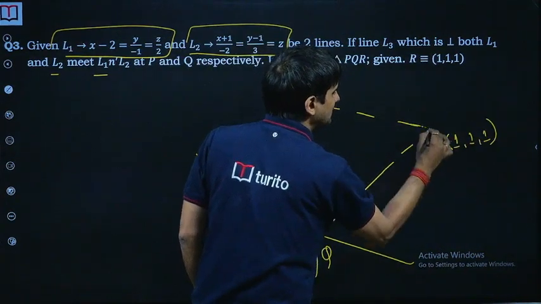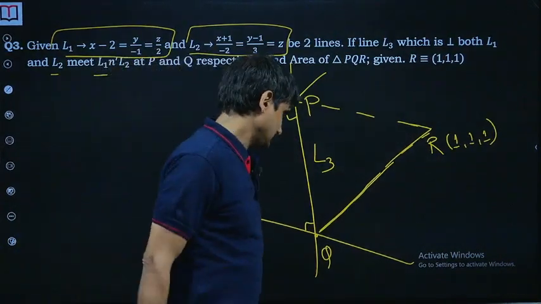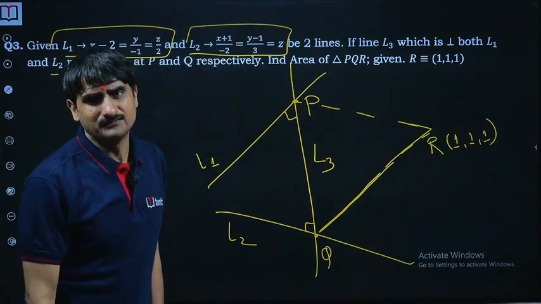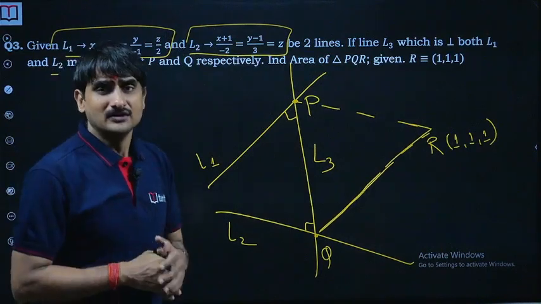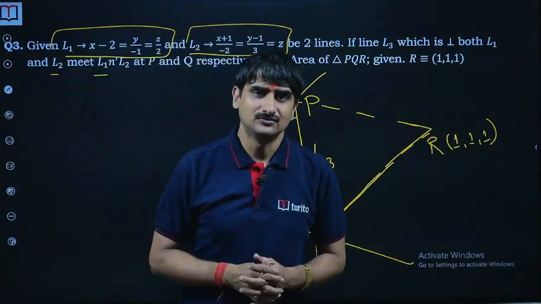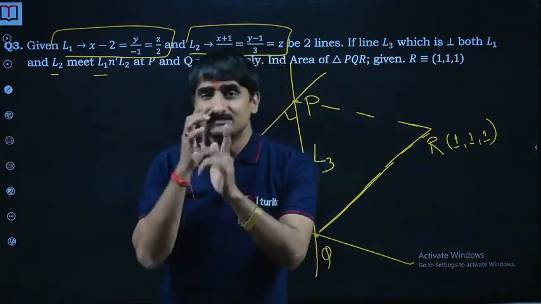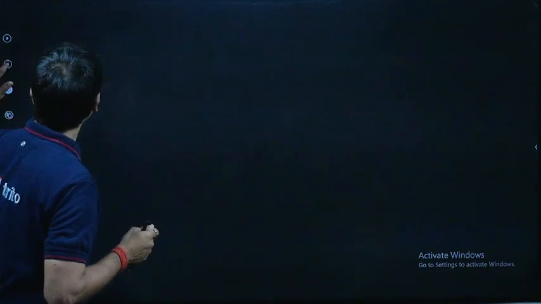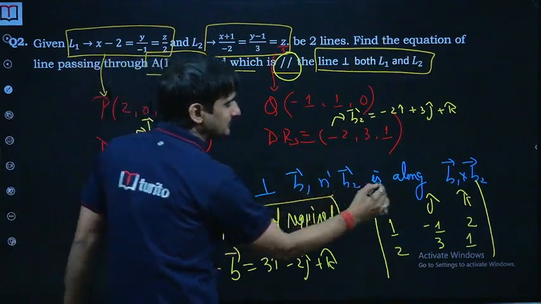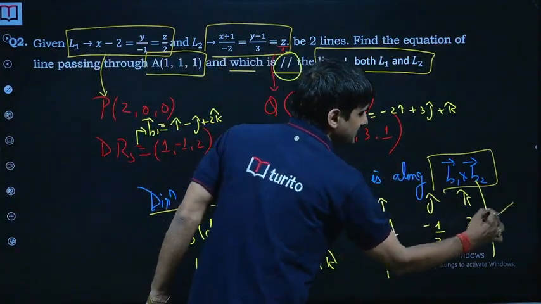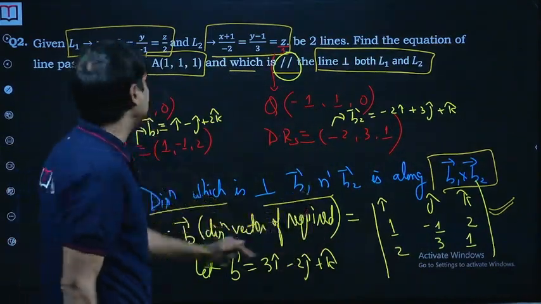To find the area of this triangle, what I will suggest is that you find the points of intersection P and Q. Now see, do we know the direction of line PQ? Answer is yes, because PQ is perpendicular to both L1 and L2, and we already know that whenever we need a direction which is perpendicular to two directions, we will go for this. So that's it. We already know the direction of the line PQ.